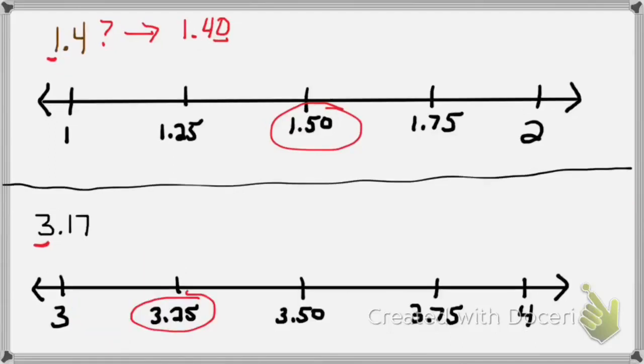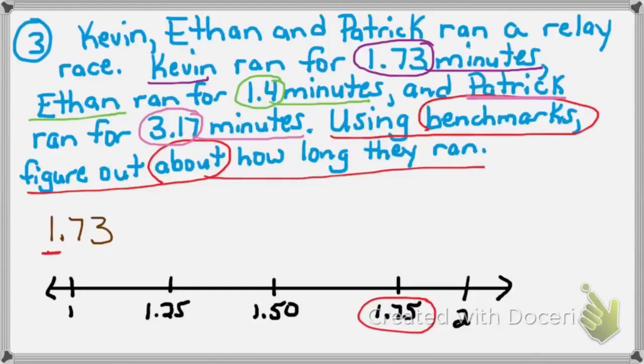So I'm going to take that 1.50 and that 3.25 back to my original problem. My statement at the end told me to use benchmarks to figure out about how long they ran. I have 3 different people. I want to know how long they ran, so I need to add their times together. Kevin's 1.73 estimated with benchmarks was 1.75. Ethan's 1.4 with benchmarks was 1.50. Patrick's 3.17 with benchmarks was 3.25.